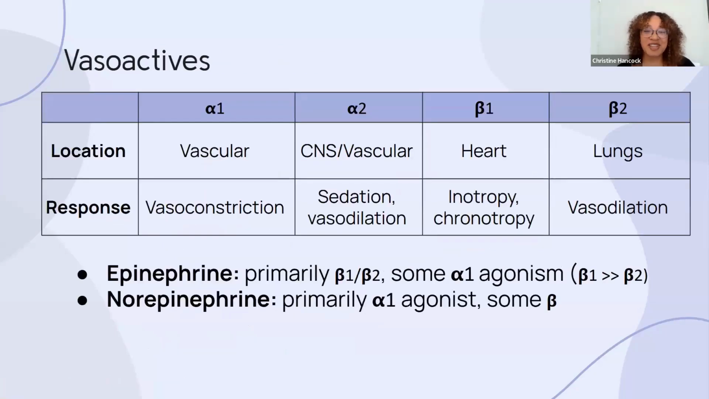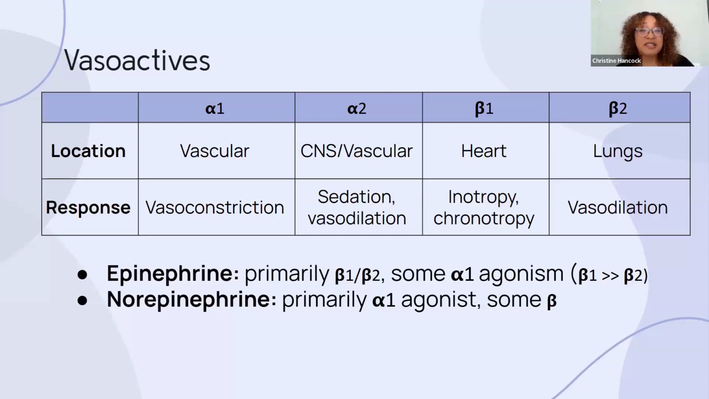A very quick review on our vasoactives and our adrenergic receptors. And so we have our alpha and our beta receptors. We'll start off with alpha-1, which is primarily located in the vasculature. And when these are agonized, the response is vasoconstriction. With alpha-2, primarily in the CNS, as well as the vasculature, which can result in sedation and vasodilation. For beta-1, this is primarily located in the heart, which results in inotropic and chronotropic effects. And lastly, with beta-2, primarily in the lungs, resulting in vasodilation or bronchodilation.